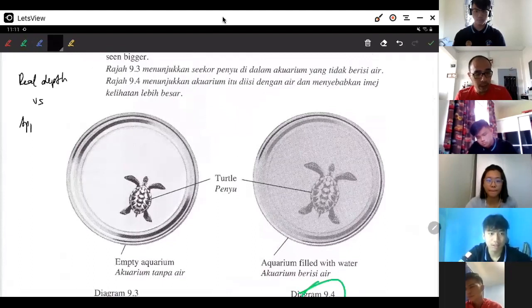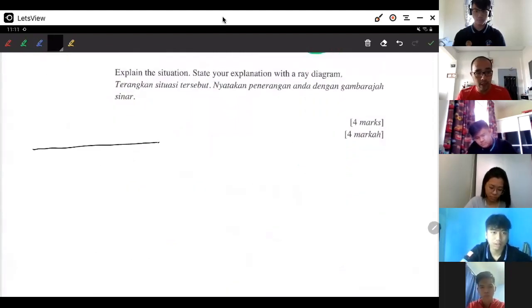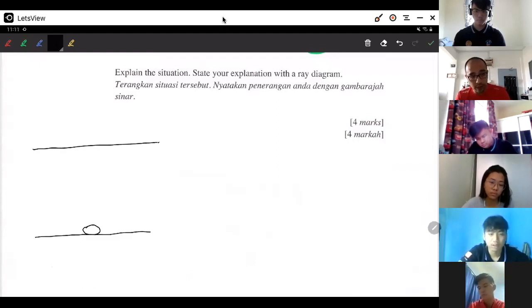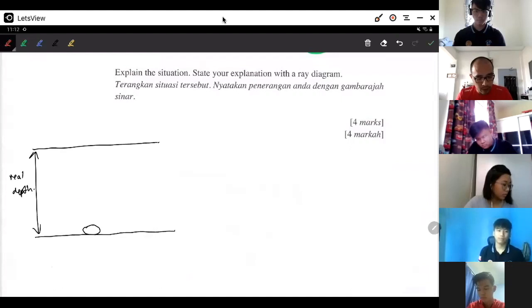Okay, so in the real depth and apparent depth situation, if you remember this one, you start with the water surface. You don't have to draw the turtle if you don't want to, but you can always draw a coin or something. So this is the surface of the water. So this is the real depth. And we know that the object becomes bigger because of the apparent depth. Dia kelihatan lebih dekat kepada kita. So the apparent depth, the object will look something like this.